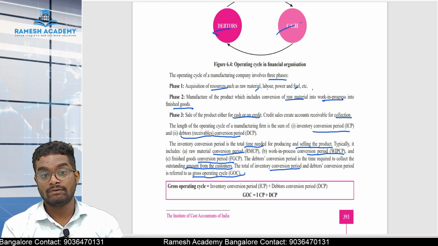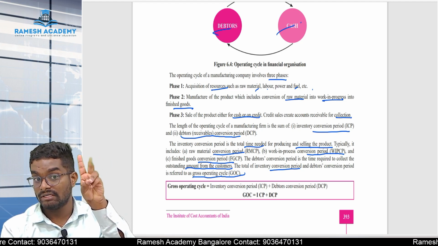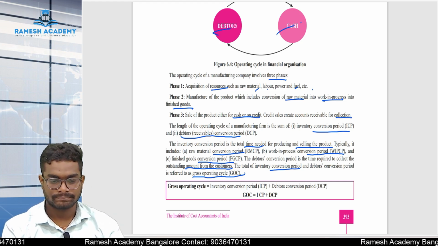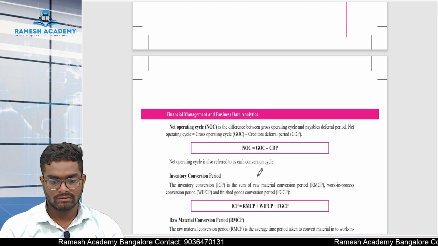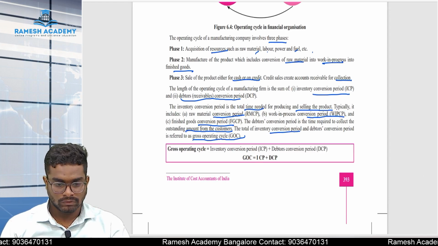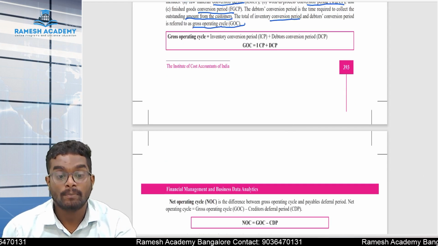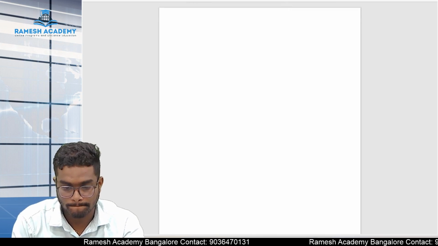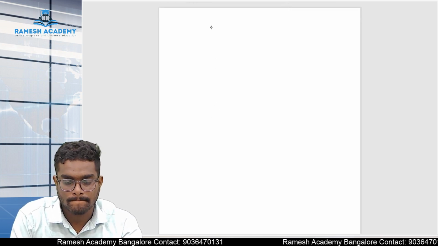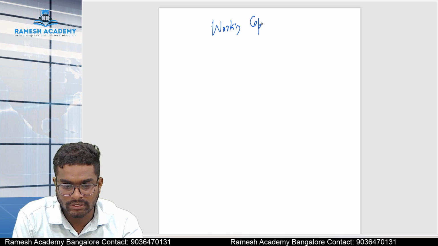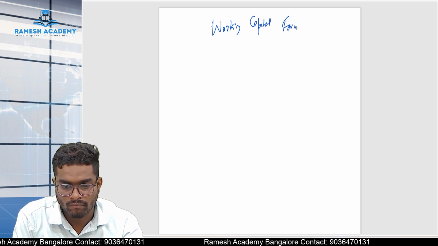So in inventory conversion, we have to think three: raw material, finished goods and the work in progress. Okay, so that is what they are telling here. So now we will be discussing some of the formulae. So the first one was gross operating cycle. So we will write it down. Working capital formula.